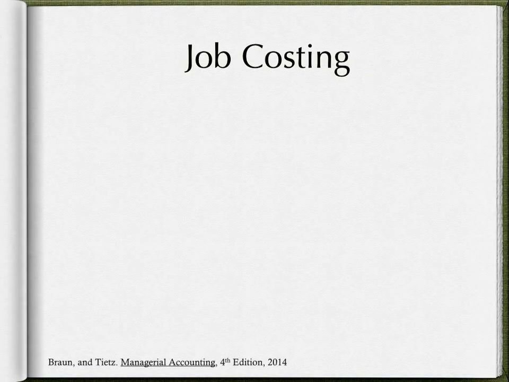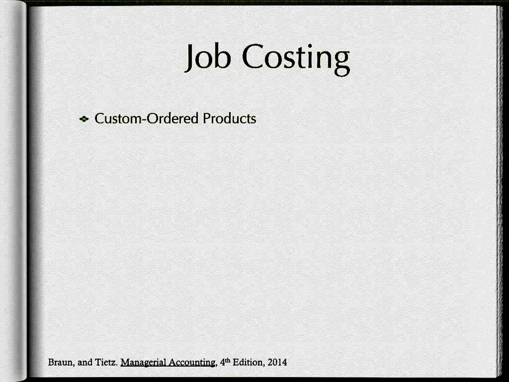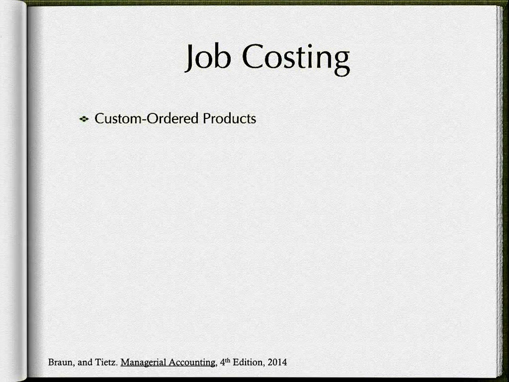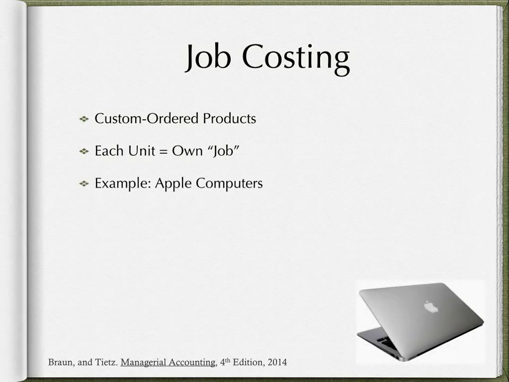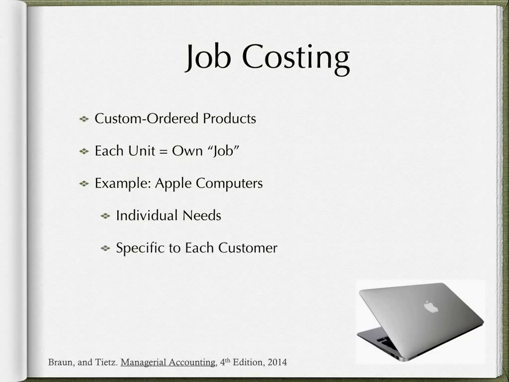On the other hand, job costing is used by companies that produce unique, custom-ordered products or a relatively small batch of different products. Job costing is based on each individual job instead of all the jobs as a whole. Therefore, each individual unit is its own job. We can use Apple computers as an example of this type of product costing system. Through Apple, consumers can custom build computers to fit their individual needs. Because the computers are specific to each customer, their manufacturing costs also differ, with each computer depending on what the customer orders.